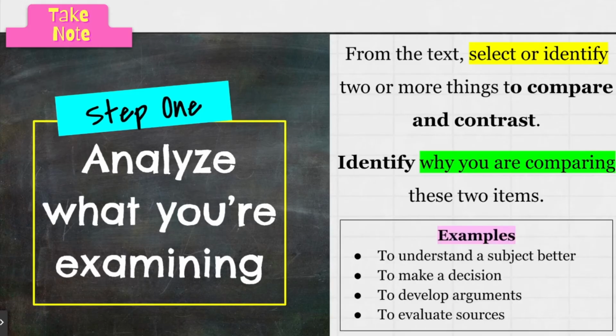So here's some examples. We could be doing it to understand a subject better, to make a decision, to develop arguments, to evaluate sources. If we're doing this with fiction, we can determine how characters have changed or how they're different from each other or how perspective changes our viewpoint of the character. So there are different reasons why you're comparing and contrasting.